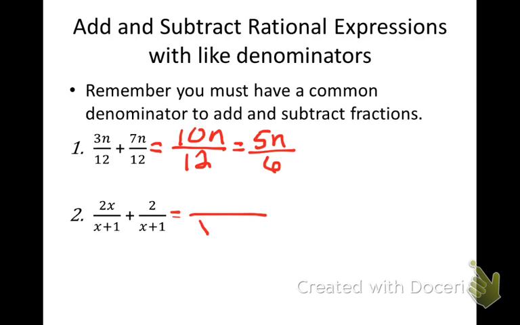Here, they do have the common denominator. I always get in the habit of looking for that. X plus 1, so we just add our numerators, 2x plus 2. But notice this is factorable: 2 times the quantity x plus 1. The x plus 1's then cancel, and we end up with 2 as our answer.